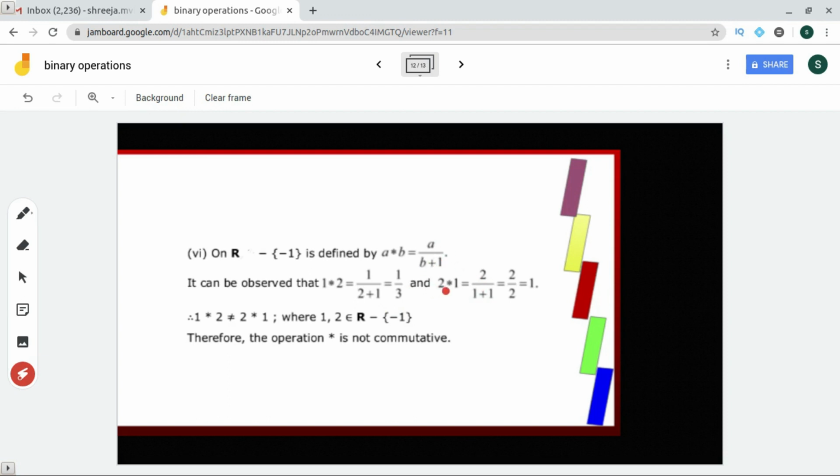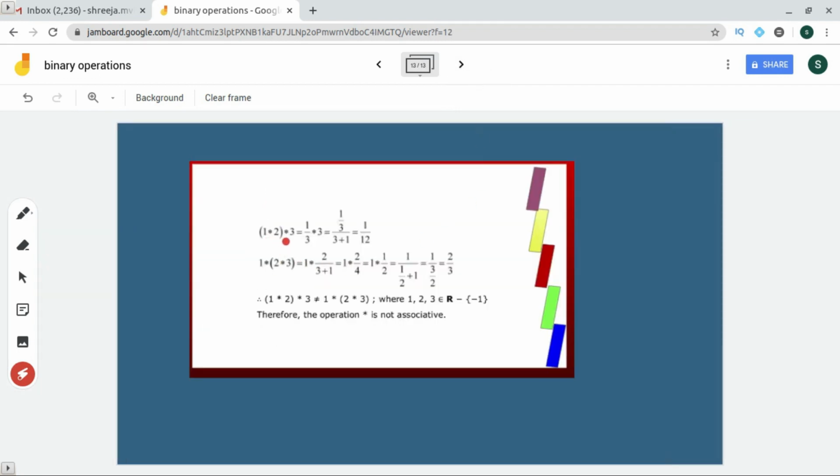Here A is 2, B is 1. So 2 divided by 1 plus 1, 2 divided by 2, which is equal to 1. 1 by 3 and here we have 1. So A star B is not equal to B star A. So star is not commutative.